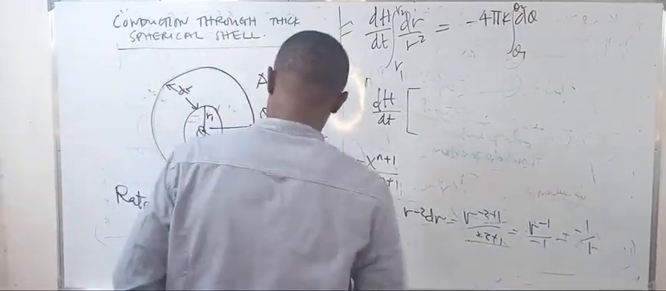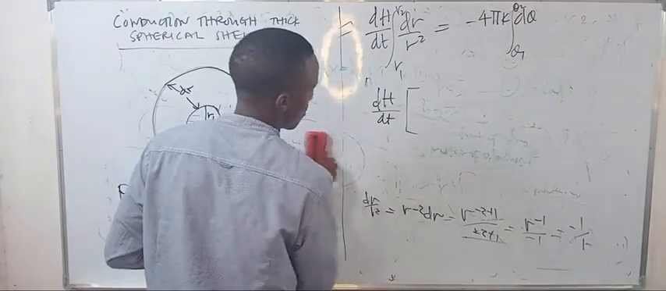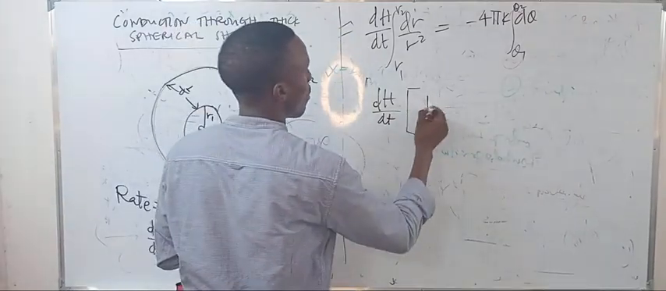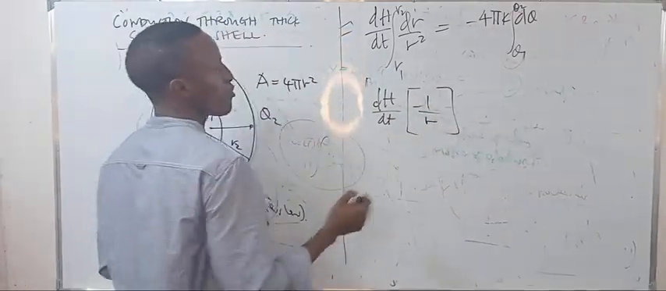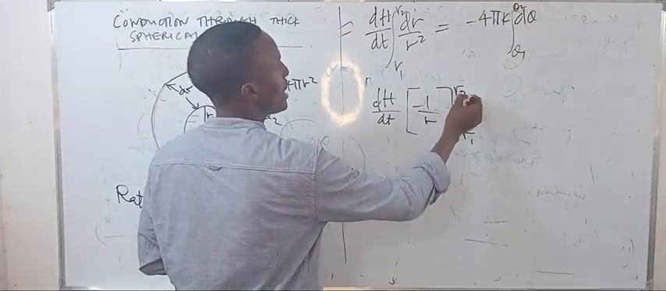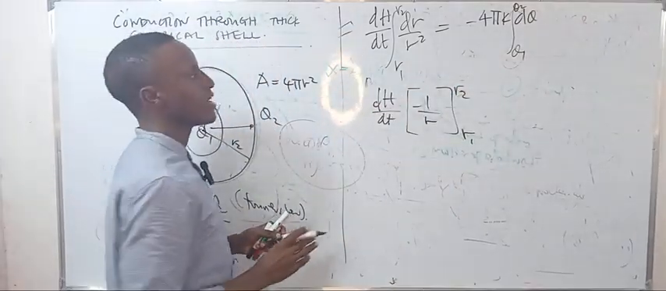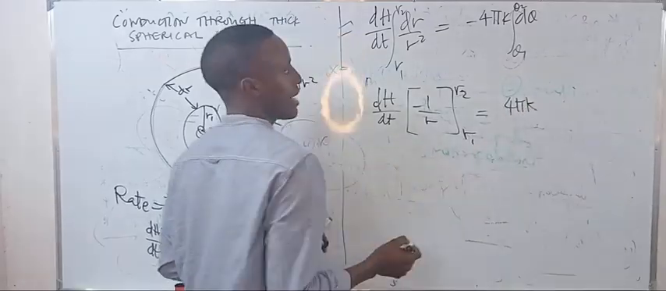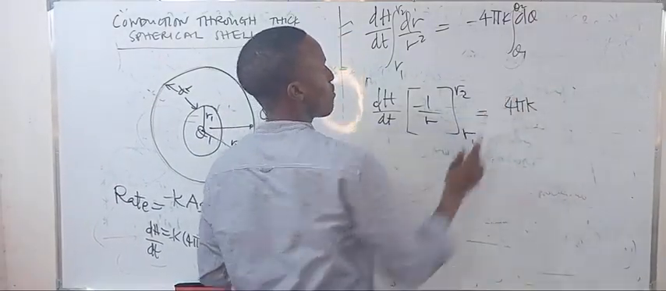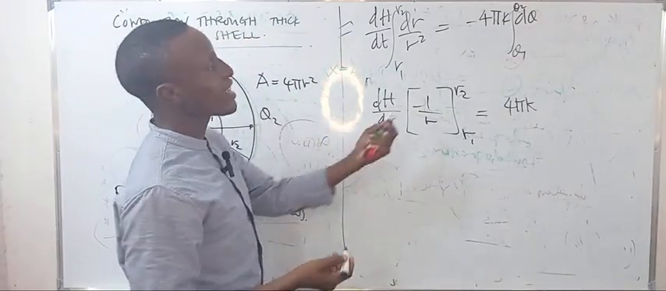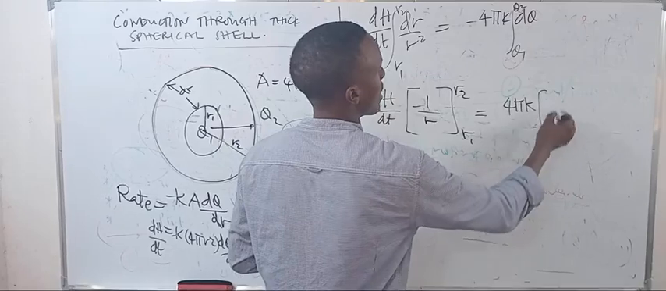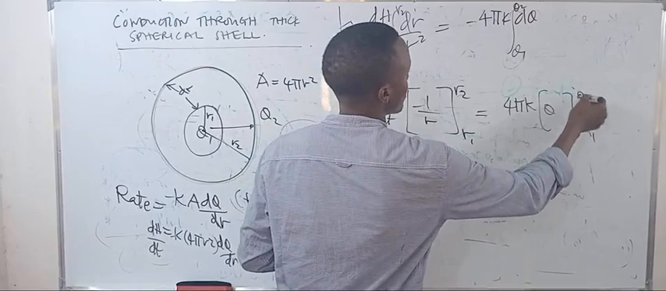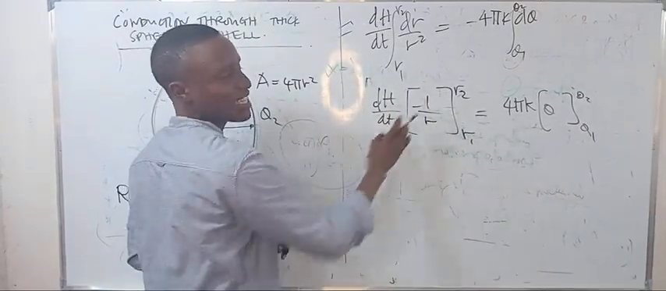So let me wrap this. This is not physics, this is mathematics. You need to know about the integration. So we have here 1 over r with the negative, moving from r1 to r2. Is that good? So from there, we have 4 pi k from theta 1 to theta 2. If you integrate dx, it is just equal to x, so d theta will just be equal to theta, from theta 1 to theta 2.